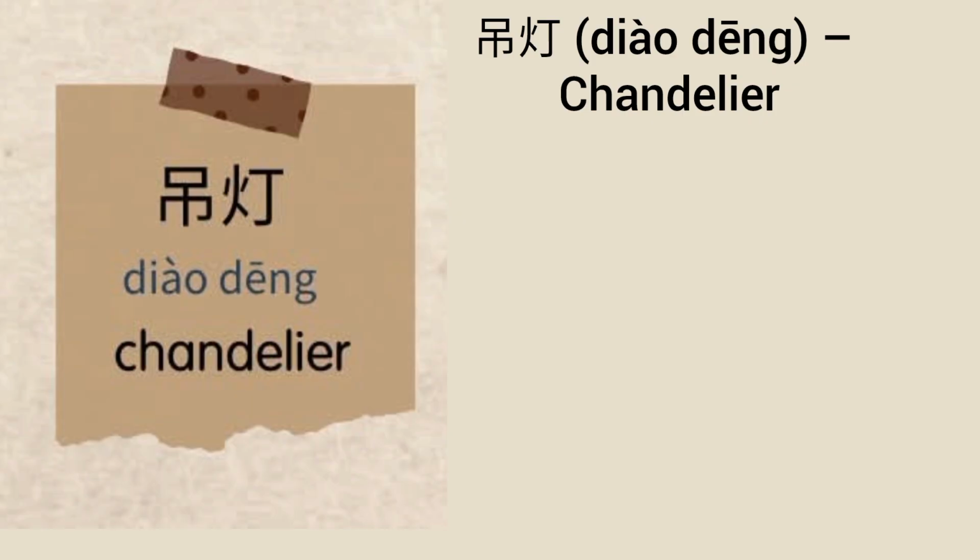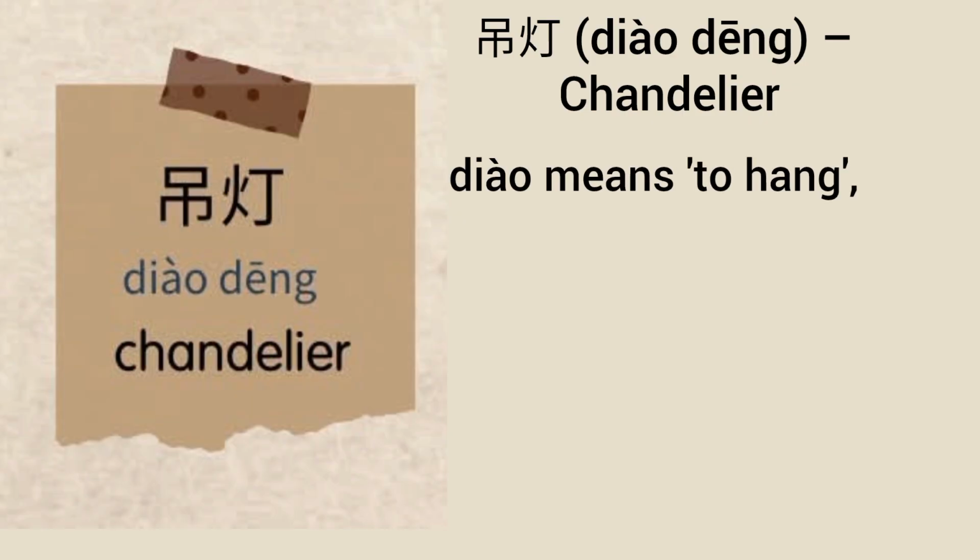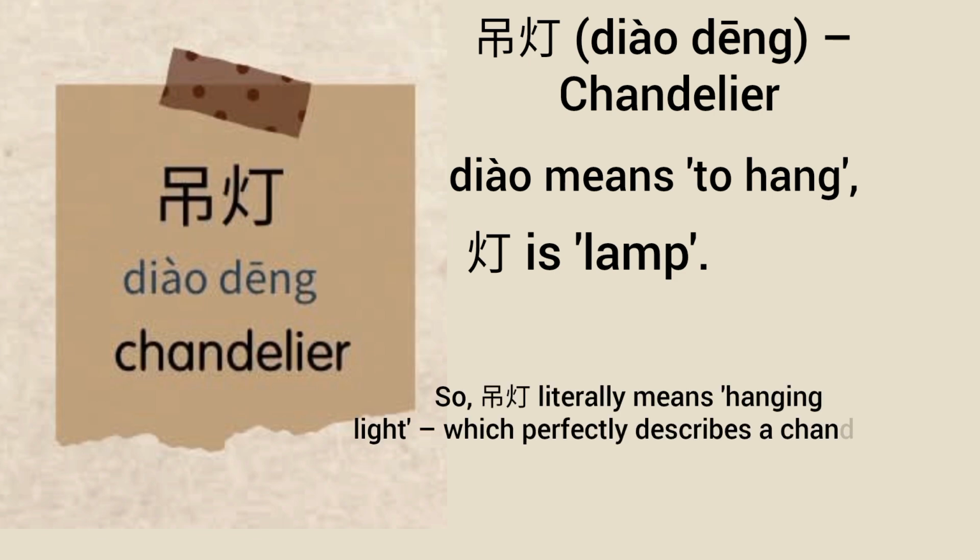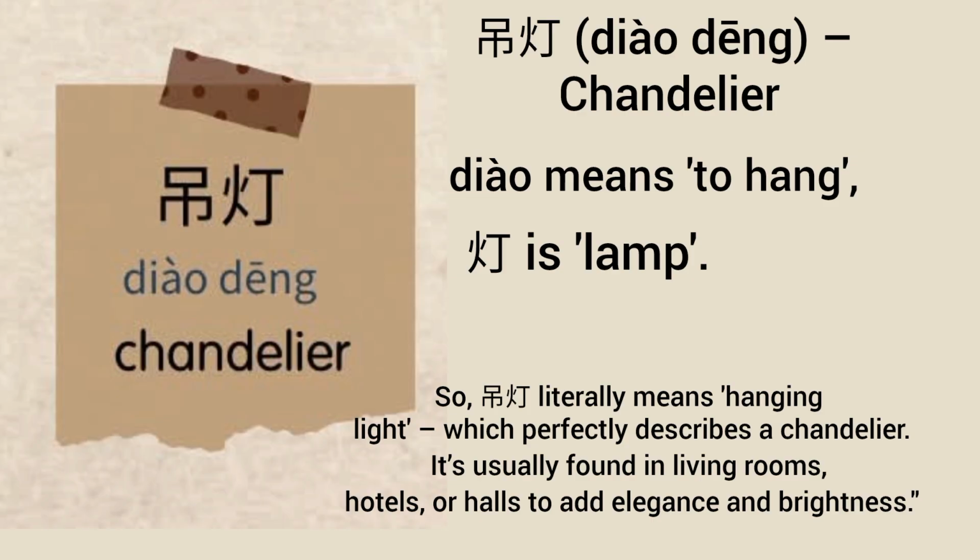First character is 吊. It stands for to hang. Second character is 灯. It stands for lamp, which is our main character. So together it makes 吊灯. So, it literally means hanging light, which perfectly describes a chandelier. It's usually found in living rooms, hotels, or halls to add elegance and brightness. Hope you learn it. Let's watch examples to learn it even more.